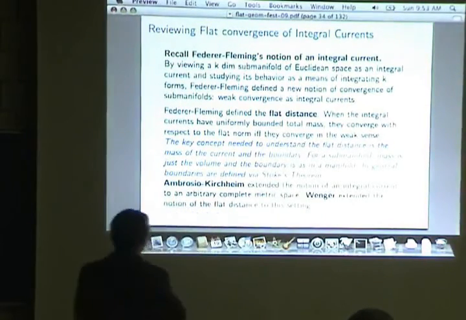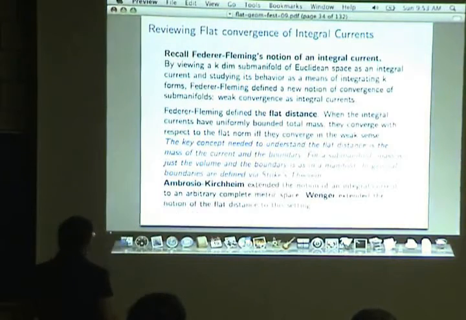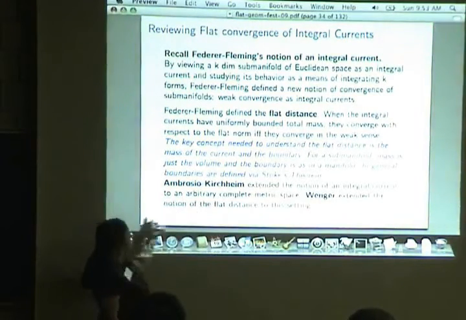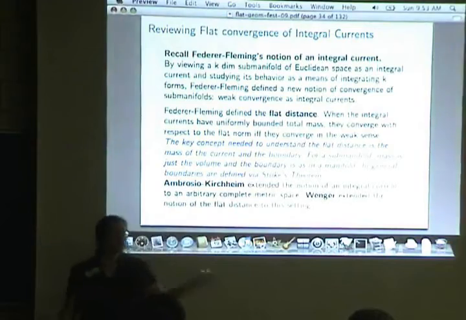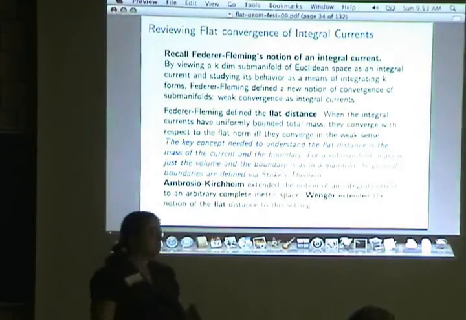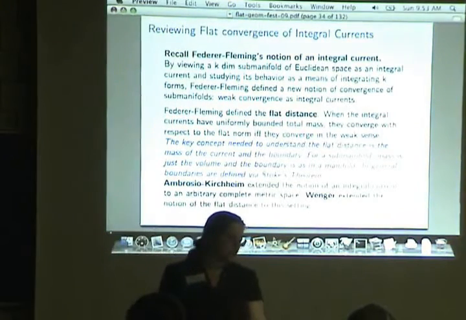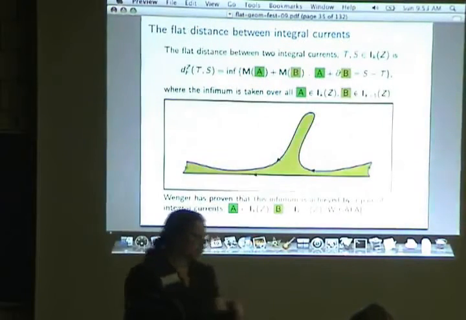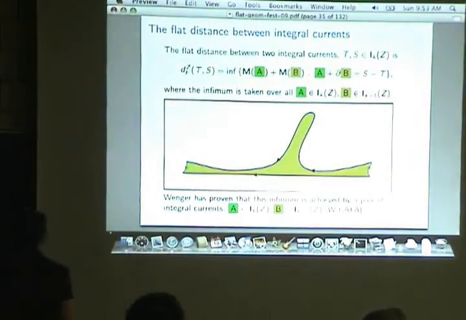And then my co-author Wenger, he's a geometric measure theorist, extended the notion of the flat distance to this setting. So it follows, but then he also extended the fact that the weak convergence and the flat convergence agree, which needed a few extra conditions on the metrics, which we have. So, let me go over the flat distance.